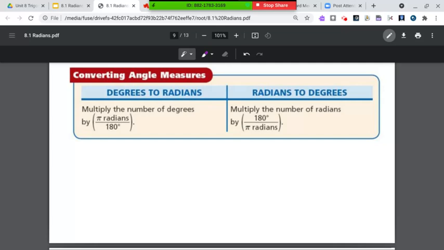To convert from degrees to radians, you multiply by pi over 180, but you leave your answer in terms of pi. To convert from radians to degrees, you multiply by 180 over pi. So you have to know these two conversions. Take a minute, copy this down, and then we'll do some practice. How to convert between the two.